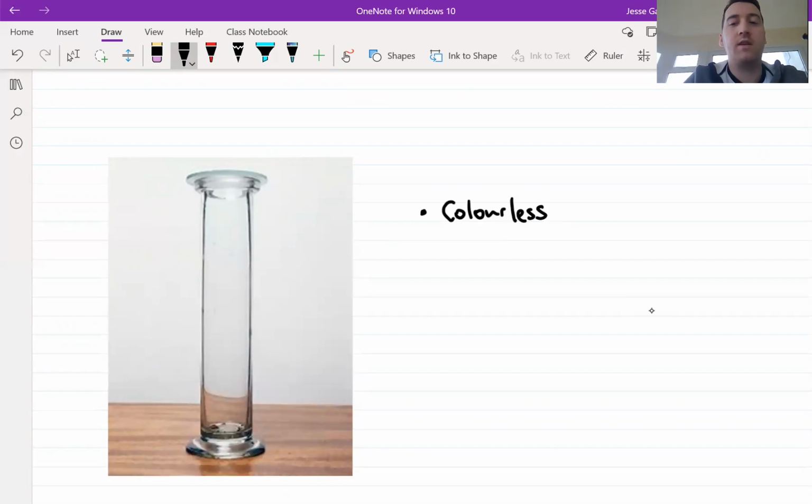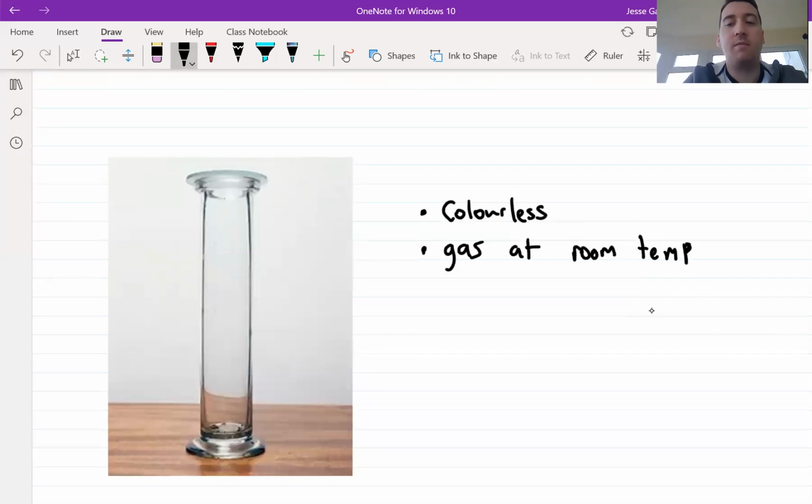So that's its appearance at the start. It's colorless, and we can't tell a lot else about it at the moment. We can tell, though, that it is a gas. It's a gas at room temperature. So if it's a gas at room temperature, what does that say about its melting and boiling points? It's a gas at room temp.